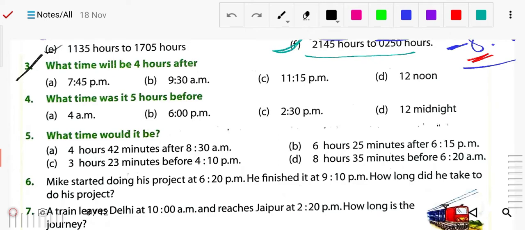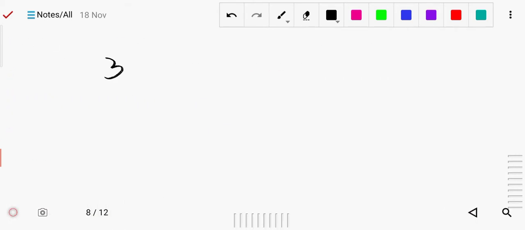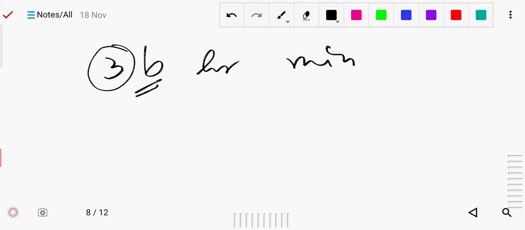Next we will solve question number 3. What time will be after 4 hours? Means these are the given times. After 4 hour what will be the time? Okay, so like 9:30 am. So after 4 hour what time it will be? So that we have to consider. So like this question number 3b. Okay, so question is given, that one part is hour and one is the minute. So here it is given 9:30. Okay, 9 hour 30 minutes.